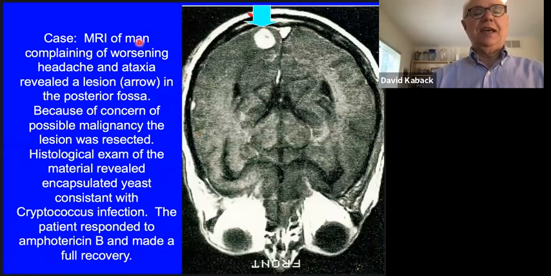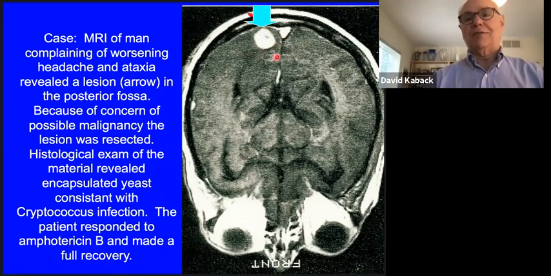Here's an interesting case of an MRI of a man complaining of a worsening headache and ataxia, and they saw a lesion in the brain. They said, gee, is that cancer or is that something else? And they resected it, and they found, looking in the microscope, that the guy had Cryptococcus. It was filled up with yeast cells. They resected it, treated him with antifungals, not anti-cancer drugs, and the guy made a full recovery.